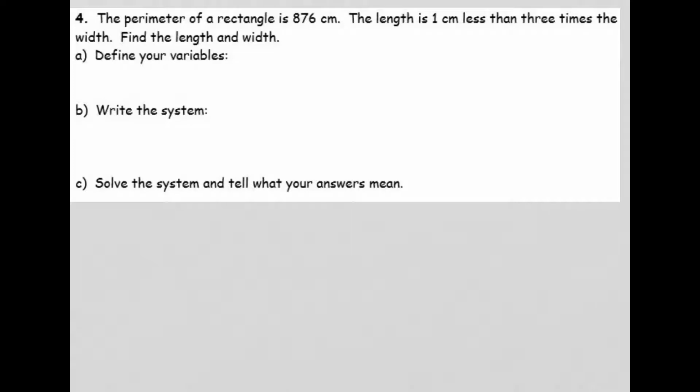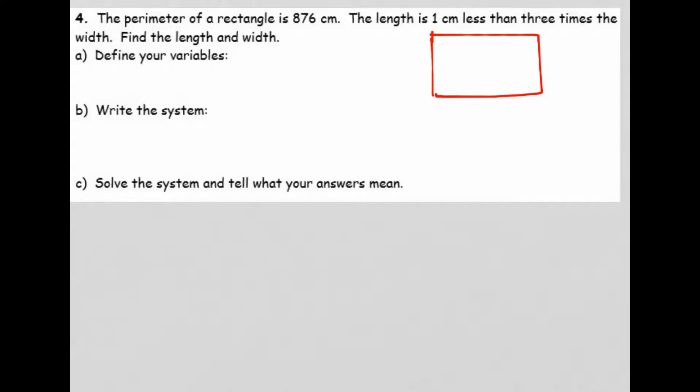Okay, the perimeter of a rectangle is 876. The length is 1 centimeter less than 3 times the width. Oh, does this stuff just make your eyes roll back into your head? Why are we torturing you like this? Well, we're trying to teach you to think critically and to analyze and be able to create a solution from some words. It's a really great skill.